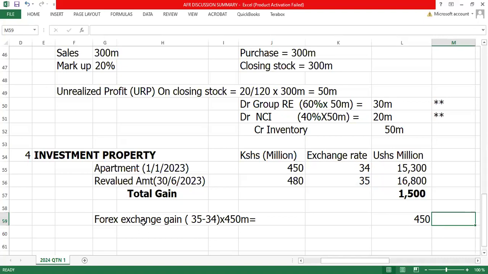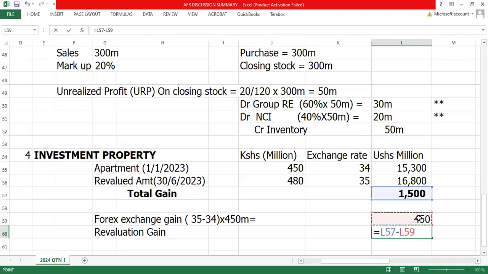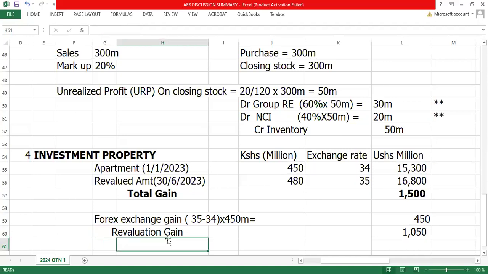Then you have the revaluation gain. The revaluation gain will be the remaining balance: the total gain minus the exchange gain. That will be your revaluation gain. Please take note.